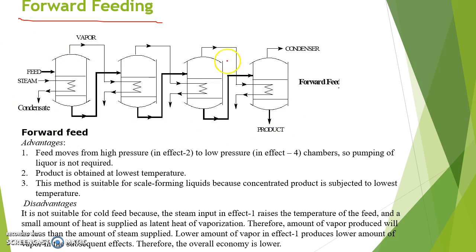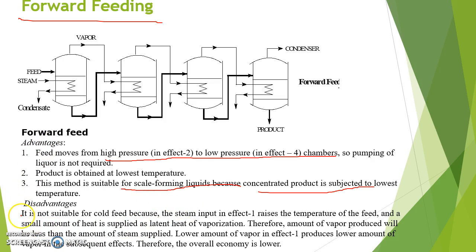So the advantage of this forward feeding is feed moves from high pressure to low pressure chambers, so pumping of liquor is not required. And the second point is product is obtained at lowest temperature. This method is suitable for scale forming liquids because concentrated product is subjected to the lowest temperature.